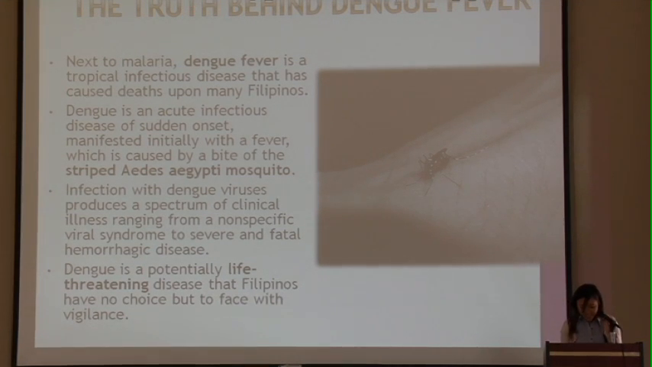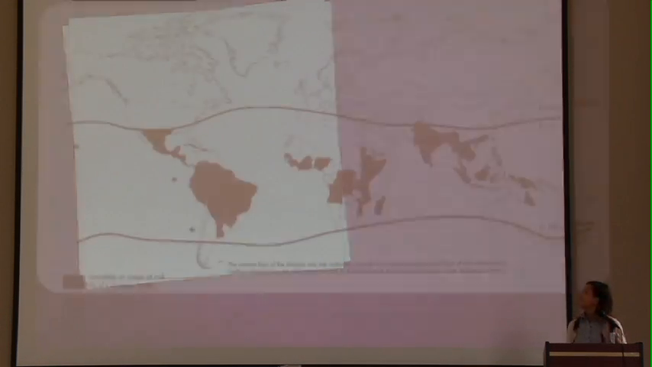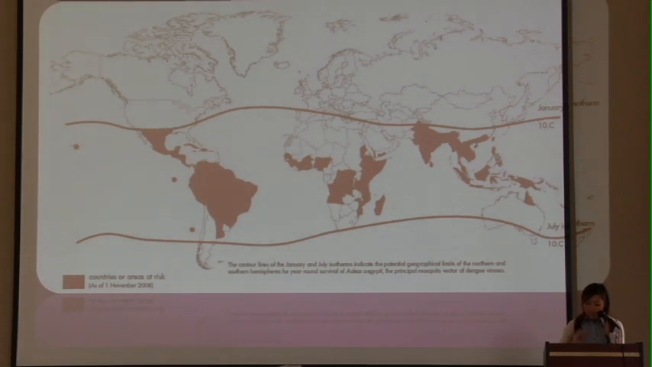Okay, infection with the dengue virus produces a spectrum of clinical illnesses ranging from non-specific viral syndrome to severe and fatal hemorrhagic disease. Dengue is a potentially life-threatening disease that Filipinos have no choice but to face with diligence. Here you can see that it's prevalent throughout the tropics and subtropics. All those countries highlighted is where the dengue mosquito has, that's where a lot of the epidemics have been shown throughout the country. Next slide, please.